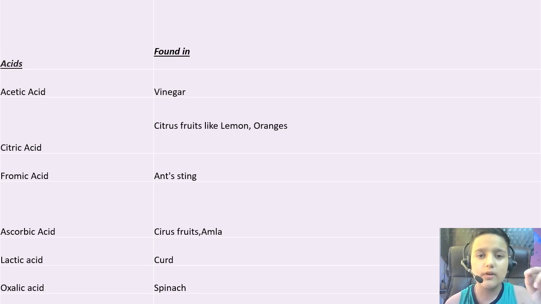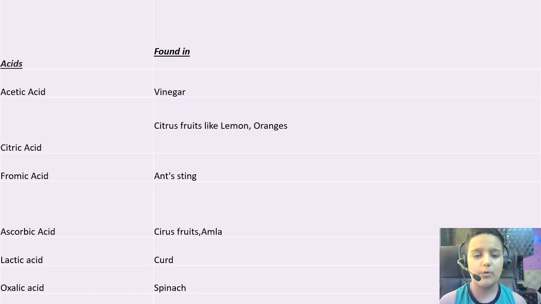For the removal of this formic acid, we can take calamine solution, and it is made up of zinc and carbonates. Ascorbic acid is found in citrus fruit and also in amla. Lactic acid is found in curd, and oxalic acid is found in spinach.